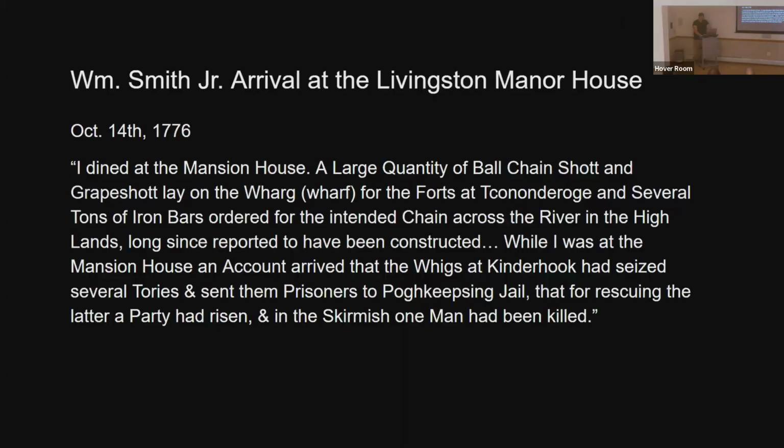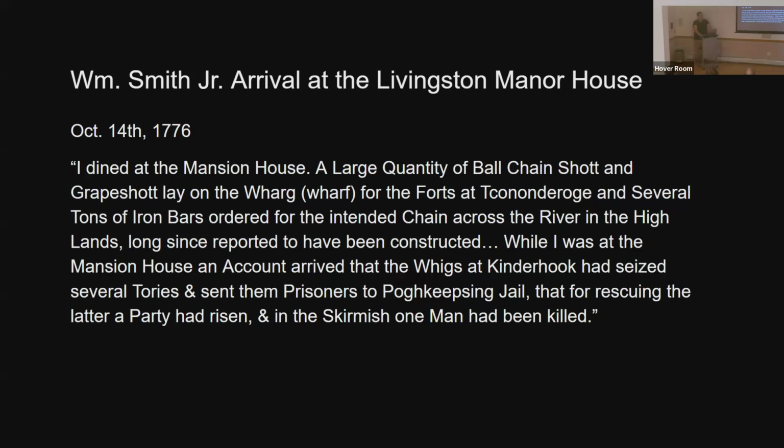And we know that because when William Smith Jr. arrives at the Livingston Manor House, he remarked on October 14, 1776, "I dined at the mansion house. A large quantity of ball, chain, shot, and grape shot lay on the wharf for the forts at Ticonderoga, and several tons of iron bars ordered for the intended chain across the river in the Highlands, long since reported to have been constructed. While I was at the mansion house, an account arrived that the Whigs at Kinderhook had seized several Tories and sent them prisoners to Poughkeepsie jail. That for rescuing the latter, a party had risen, and in the skirmish, one man had been killed."